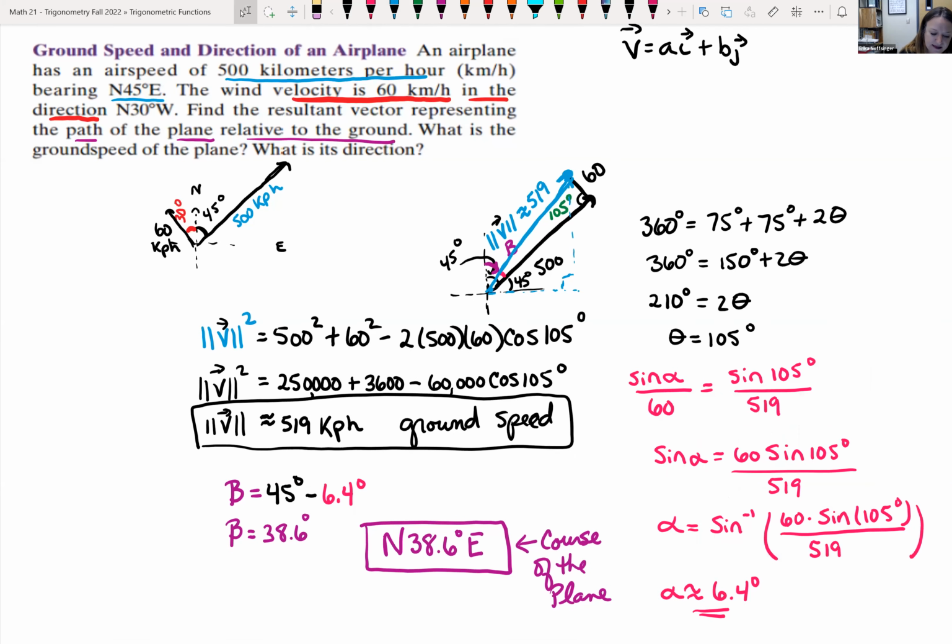So looking at this, let's make our right triangle. We know what the magnitude is, which is the hypotenuse of our right triangle. It's 45 degrees plus that 6.4, so this angle inside is 51.4 degrees.